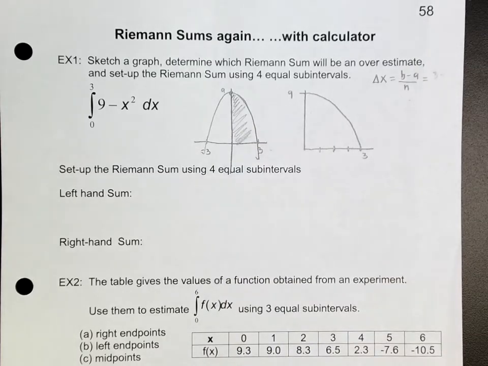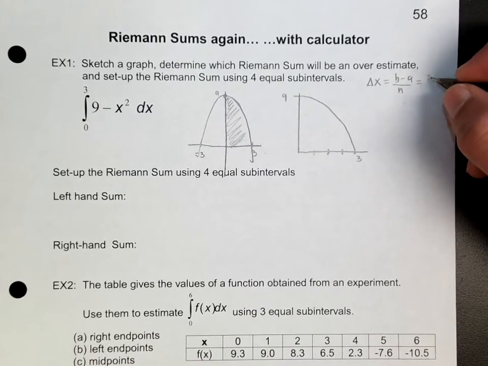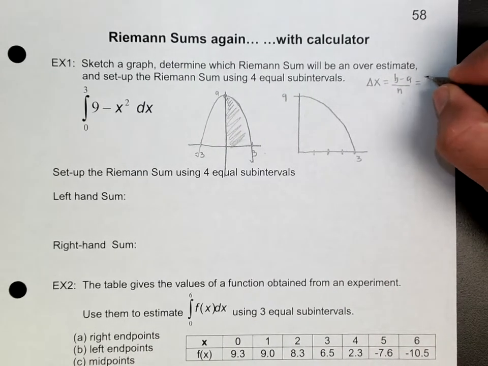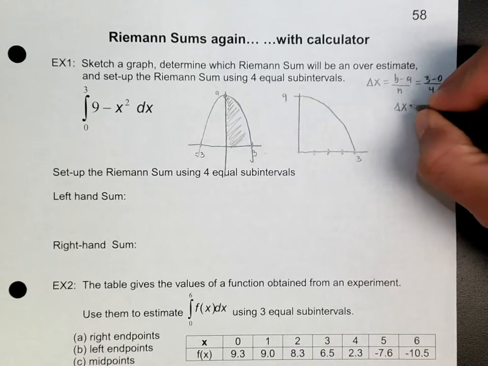Now we're going to use the Riemann sums. We're going to use the left and the right hand sums, and we're going to use 4 equal subintervals. To figure out what delta x is, which is the width of each rectangle, we use this formula, b minus a over n. Here b is 3, a is 0, and n is 4, so delta x is going to be equal to 3 over 4.